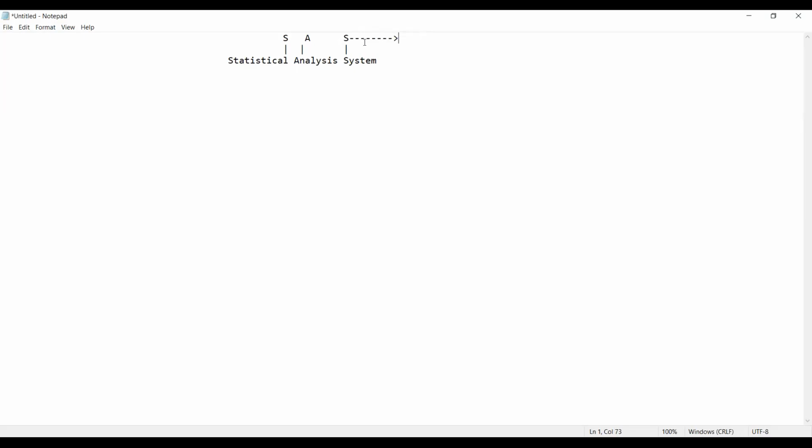After the release of SAS 8.0 and so on, it was labeled as the statistical analysis system. Okay, guys. From 8.0 and above versions, that is 9, 9.1.3, all these versions, it has become a complete software.